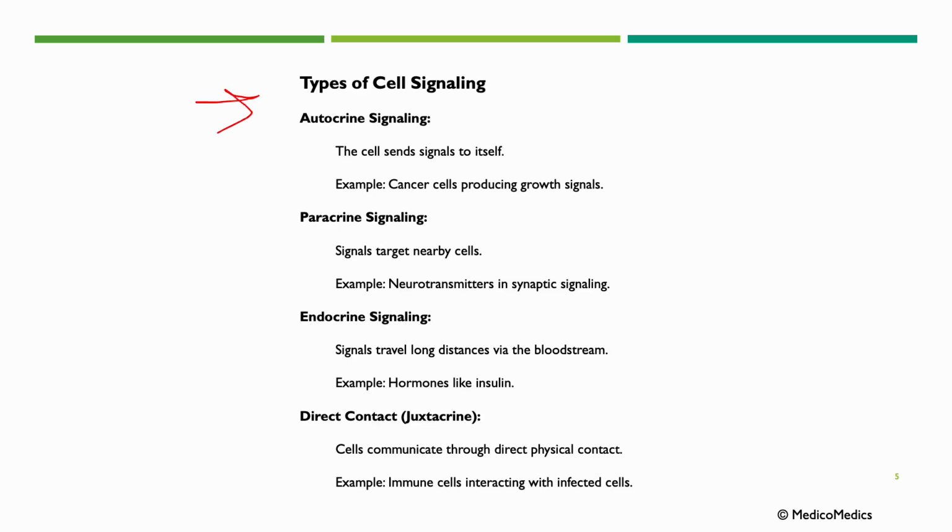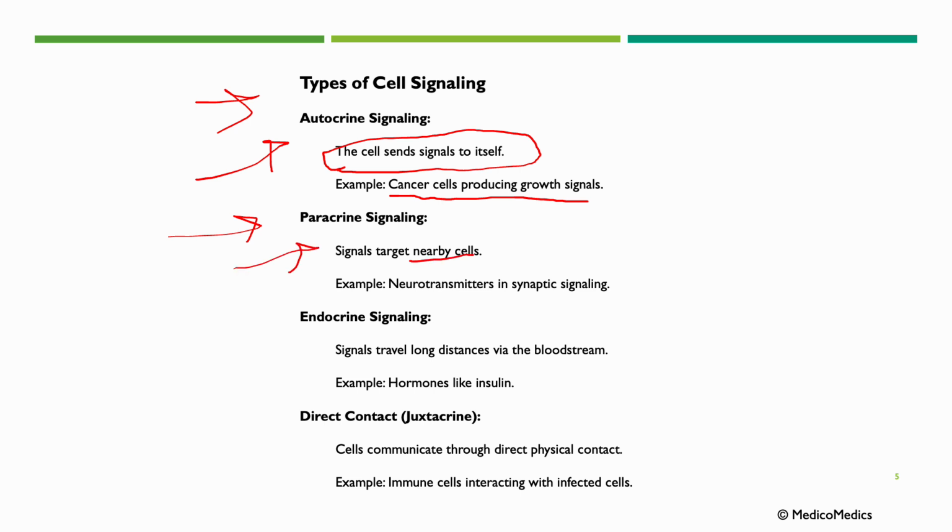So types of cell signaling. We have autocrine signaling, where the cell sends signals to itself. Example: cancer cells producing growth signals. So autocrine is like talking to yourself. Then we have paracrine signaling. This is when signals target nearby cells. An example can be neurotransmitters in synaptic signaling.